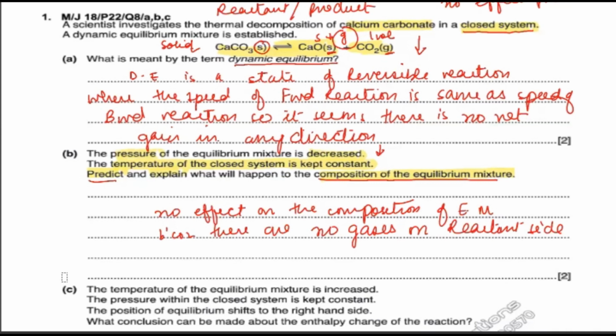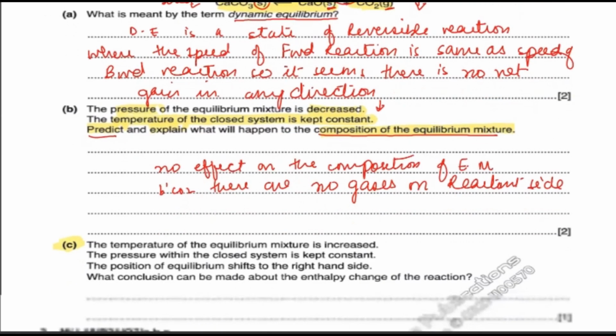The same question, C part. Now we have the gases only on the product side. It says that the temperature of the equilibrium mixture is increased. The pressure within the closed system is kept constant. The position of the equilibrium shifts to the right hand side. It's going to the right hand side.